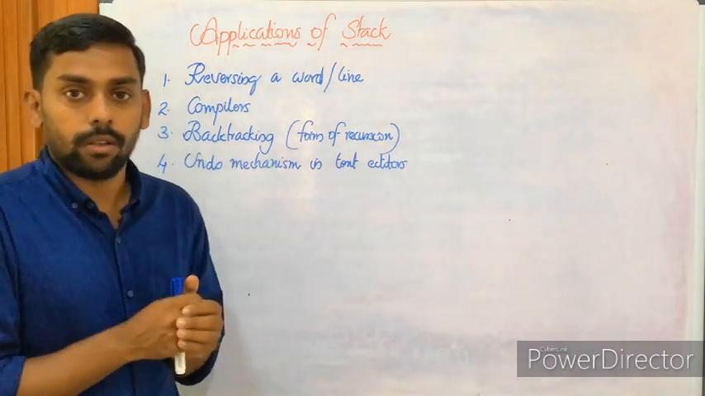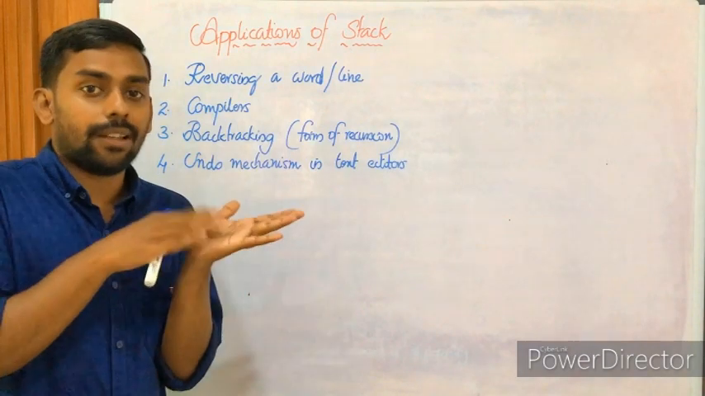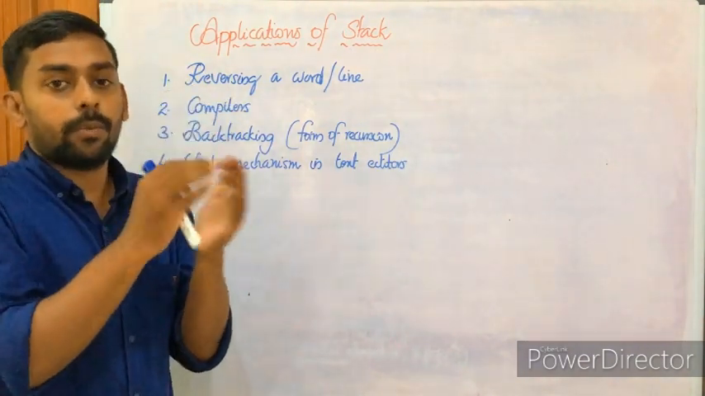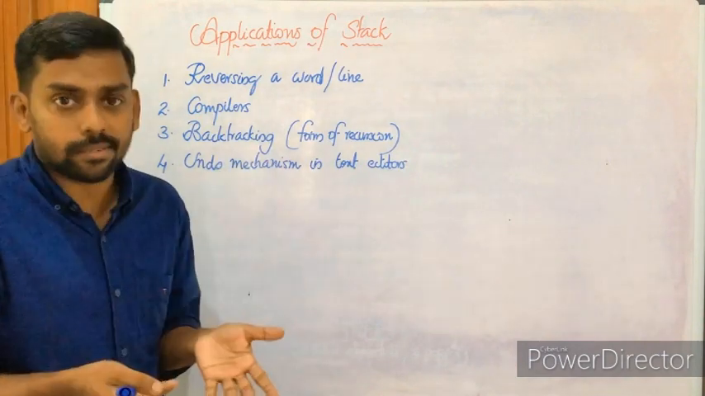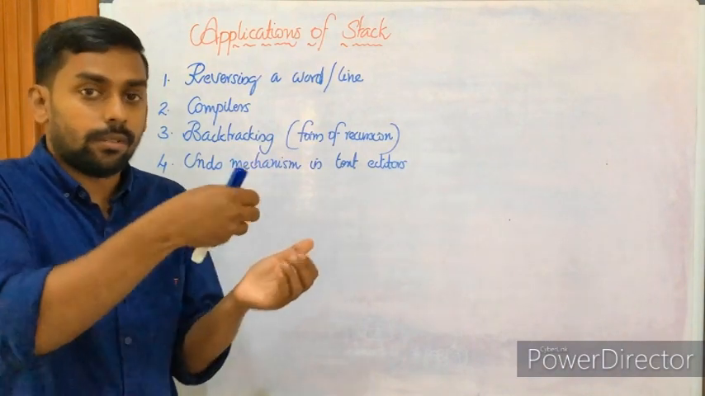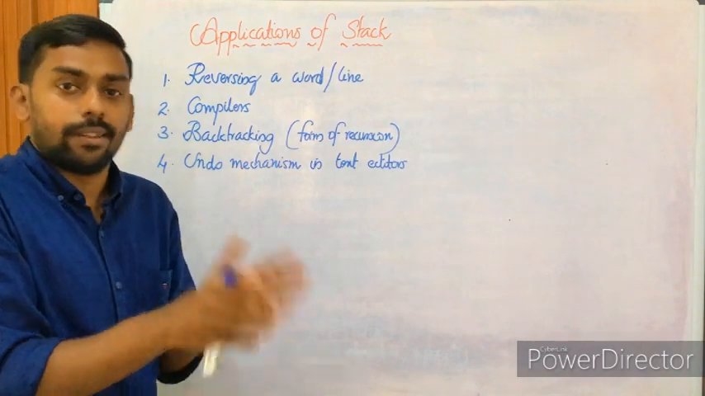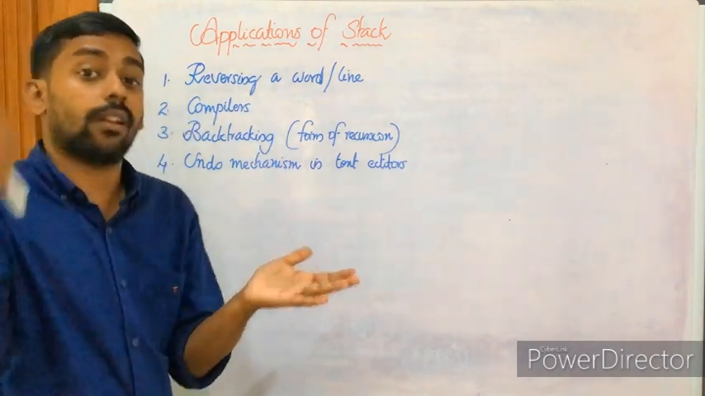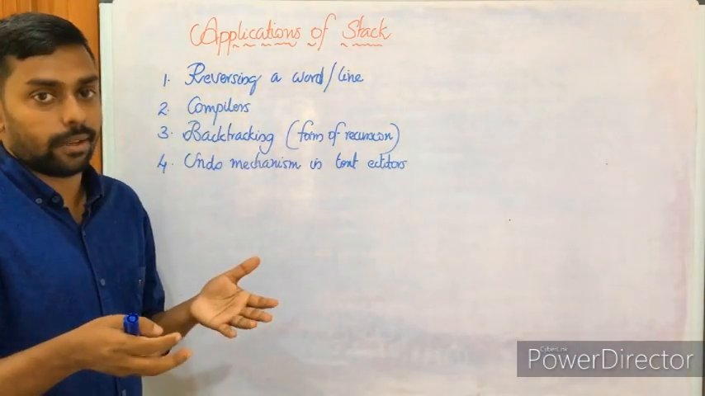How does it reverse a word? Stack operates like LIFO, last in first out, right? The last inputted item can be taken out first, so it processes in reverse order. It can be used for reversing a string, a line, or a word, because you know how things are pushed onto the stack and how they are popped out. Pop is performed just in the reverse order of push. So it can be used in reversing a string.